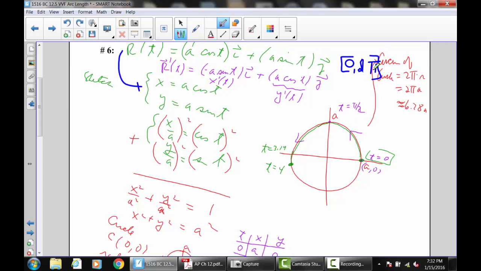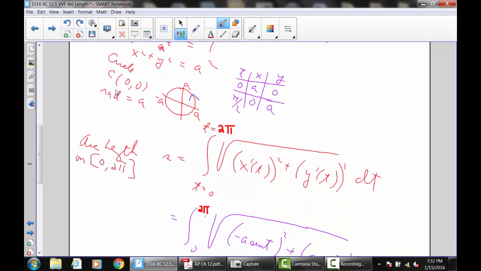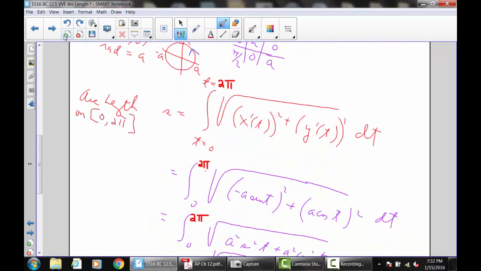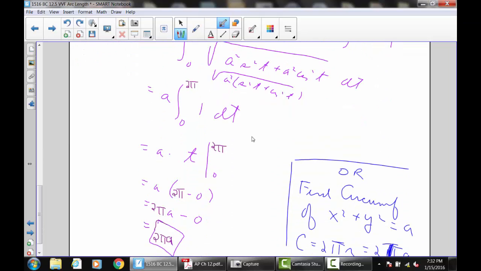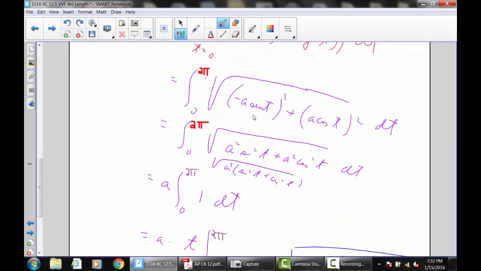But if we're going from 0 to 2 pi, that means we're going from here all the way around, which is basically the circumference of the circle, which is 2 pi r, and the radius of our circle is a, and therefore 2 pi a is 6.28a. Okay, but if you didn't notice that, you would go 0 to 2 pi, and you do the standard. Actually, I didn't do the derivative here.